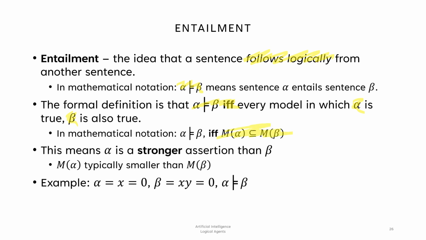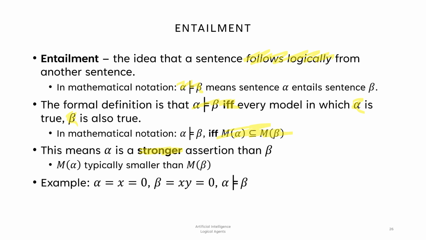So this also means that alpha is typically a stronger assertion than beta, because the set of models of alpha is typically smaller than the set of models of beta. And if the set of models of alpha was equal to the set of models of beta, then those two sentences would be logically equivalent, which we'll get to soon. But we have an example here.